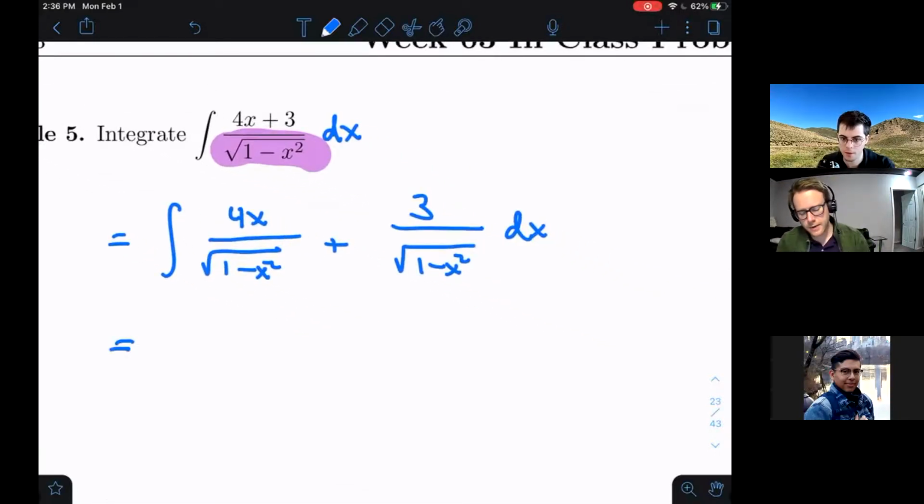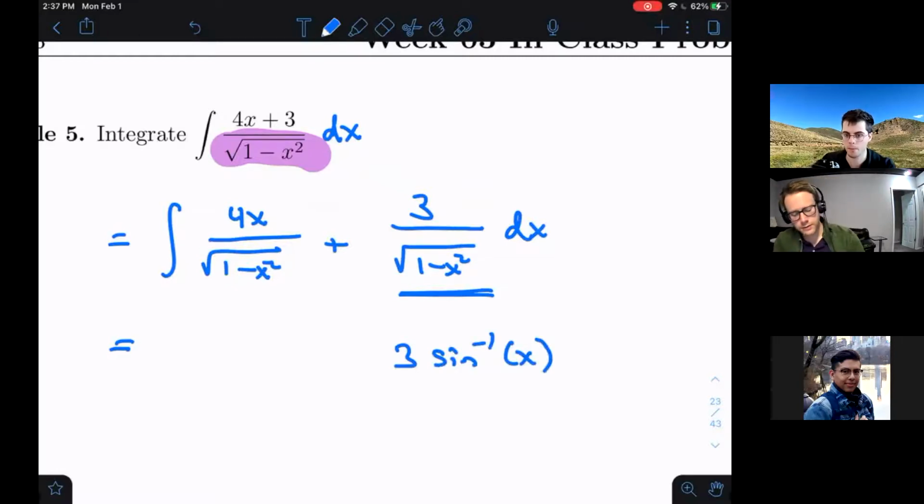And now the second bit right here pretty much lines up exactly with our definition for the derivative of sine inverse. And so, of course, the antiderivative of this is just going to be, well, the 3 is along for the ride, and we get sine inverse of x. The only question that remains really is, how do we deal with this bit right here? Is this sine inverse, or how on earth do we integrate this thing? And so that's the question that I'd like to pose to you all here.